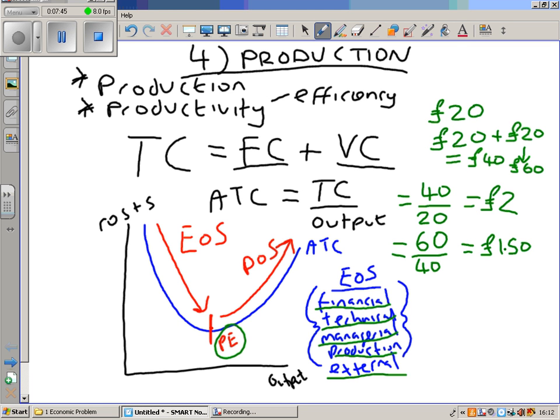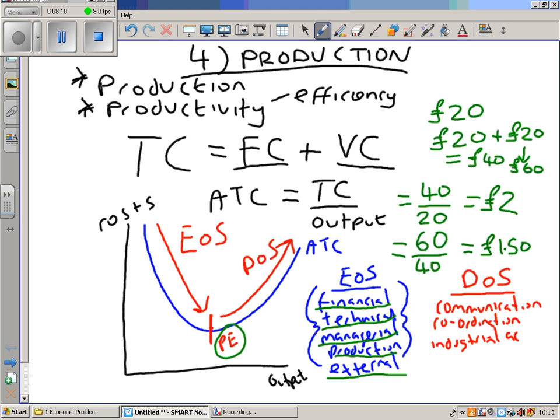Now, beyond a certain point, we start to achieve diseconomies of scale. This is when average costs start to rise again. Now, some things you need to sort of understand here are communication problems, coordination problems, and industrial action.